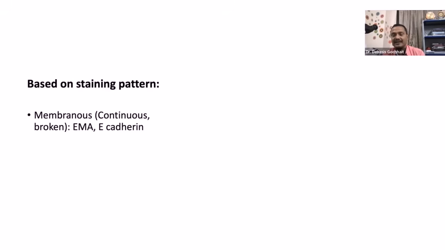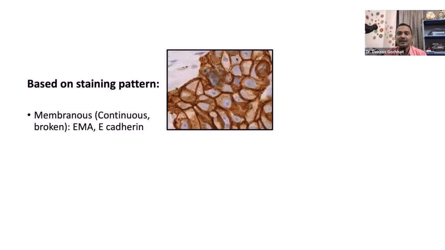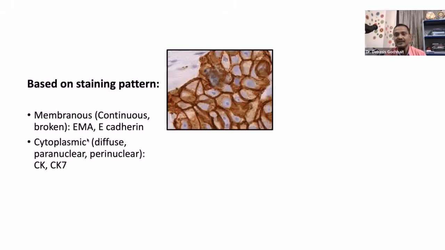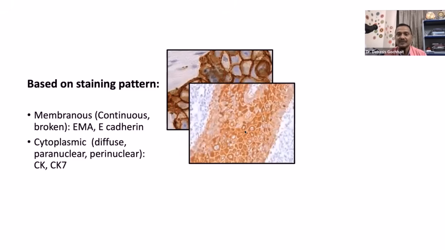E-cadherin is an adhesion molecule that helps in adjoining cells, so E-cadherin is present on the membrane. So HER2, EMA, E-cadherin are some markers that will have a membrane staining. You can have cytoplasmic stain. I told you cytokeratin. Your keratin is situated in the cytoplasm, so you can have positivity in the cytoplasm, and then you have nuclear staining.